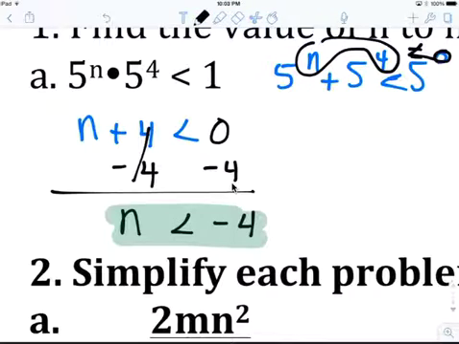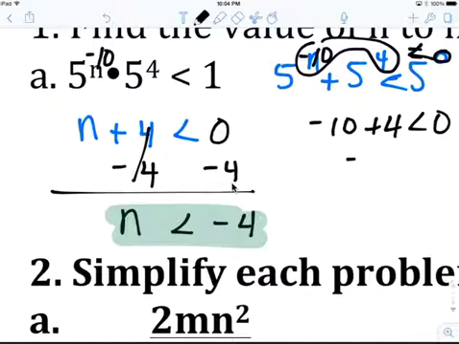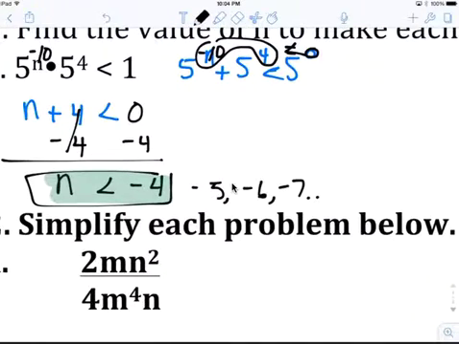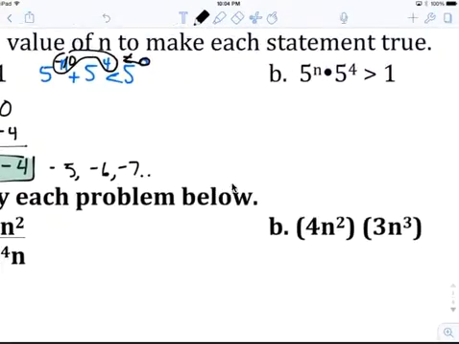So let's say you choose less than negative 4, you choose negative 10. If you choose negative 10, negative 10 plus 4 is less than 0. True, negative 6 is less than 0. So you can choose any number basically less than negative 4. If you write this on the test, it's correct. So you can choose negative 5, negative 6, negative 7, goes on forever in that direction. Any number less than negative 4.